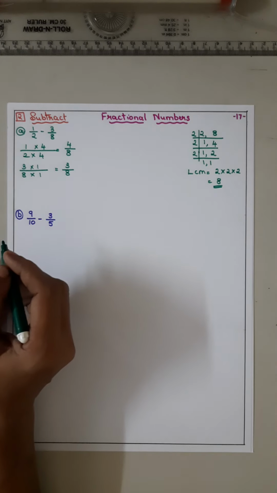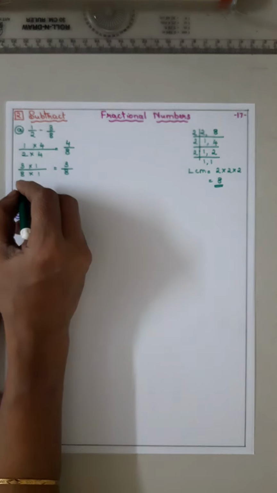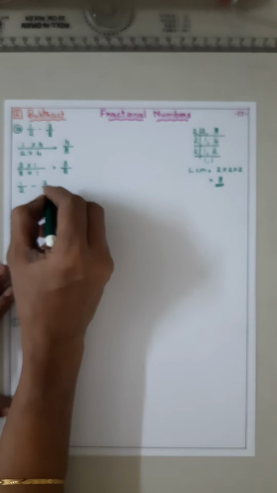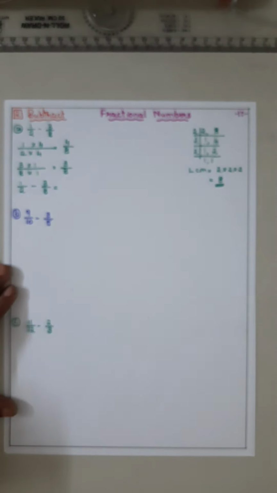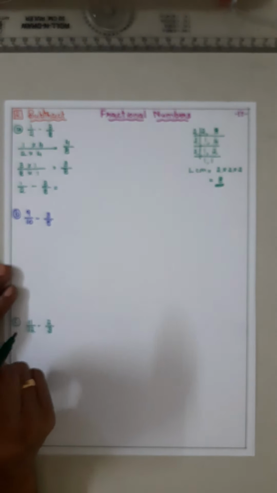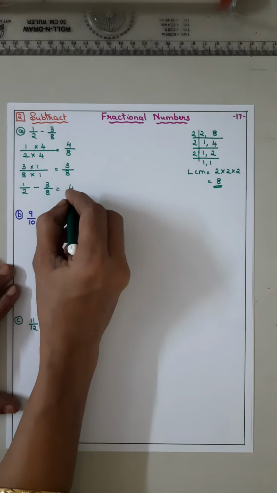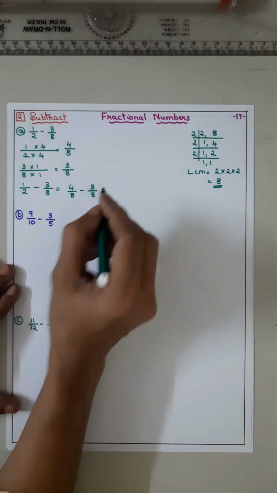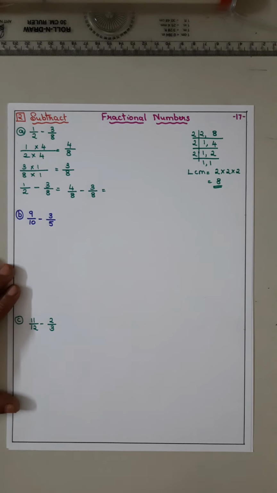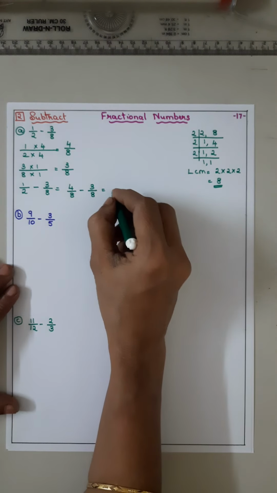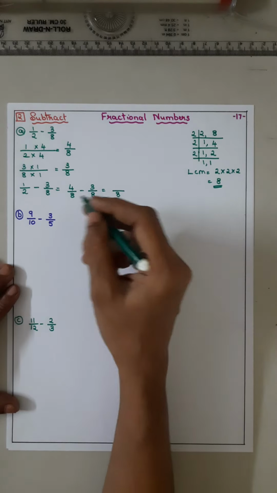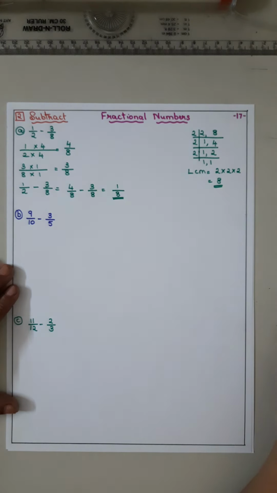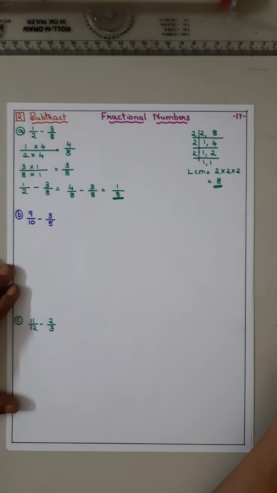Now the next step is to write the question. 1 by 2 minus 3 by 8 is equal to, for 1 by 2, how much did you get? It is 4 by 8. And the second is 3 by 8. Now subtract the numerators and write the denominator as it is. It is 8. 4 minus 3 is 1. So you got the answer 1 by 8.